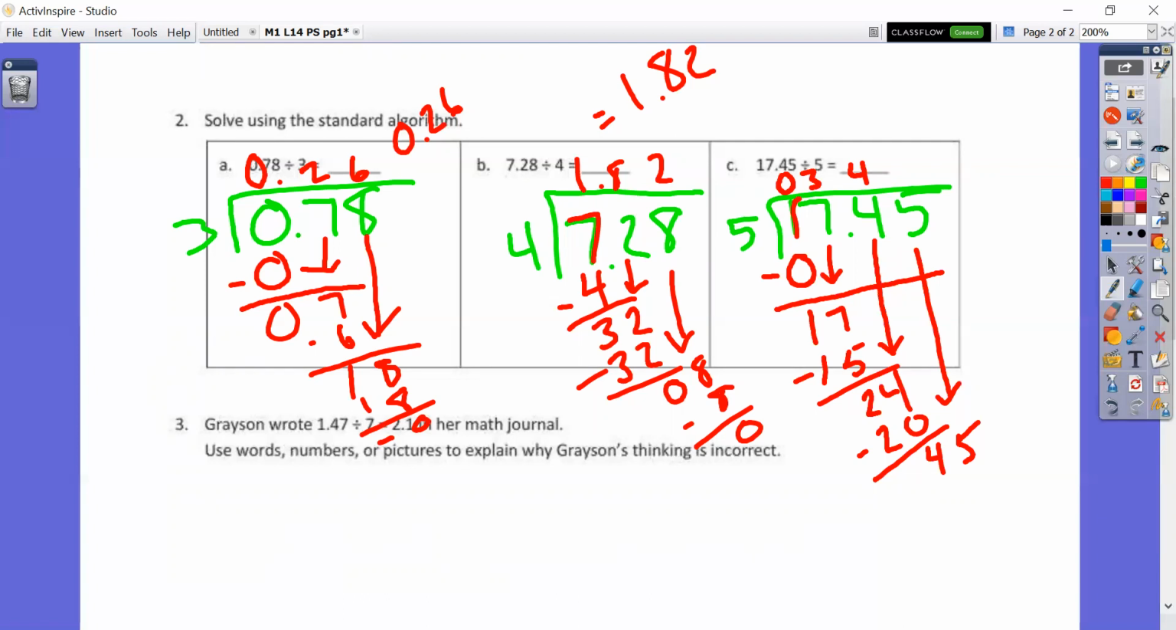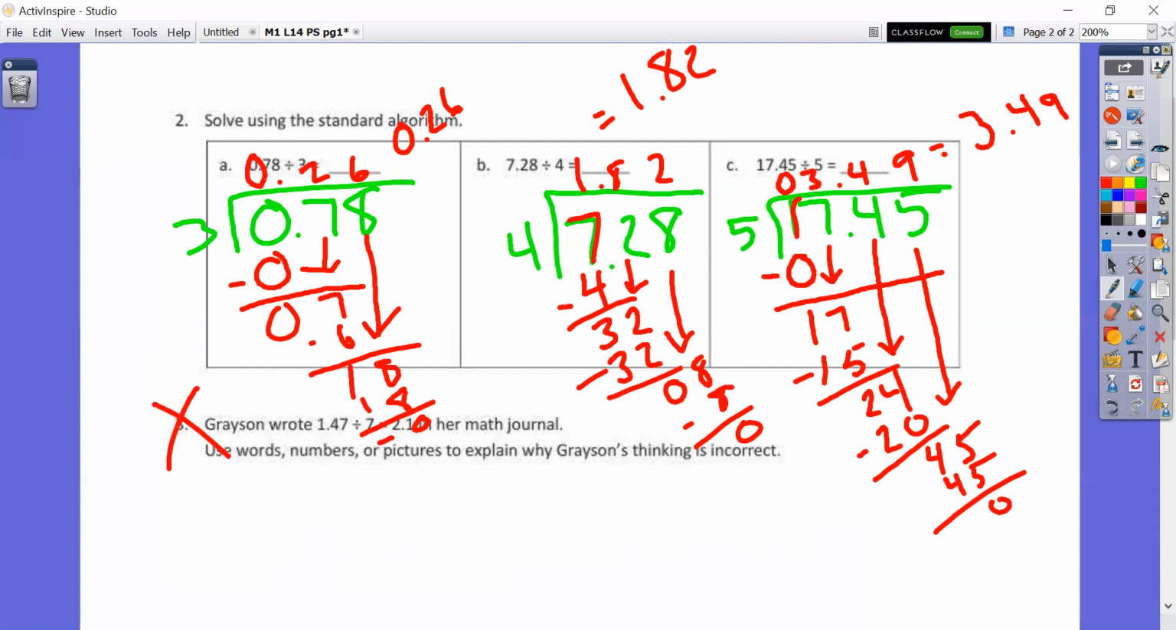Well, that's a multiple of 5, isn't it? So let's see how many 5s it is. 5, 10, 15, 20, 25, 30, 35, 40, 45. So 5 groups of 9 gives us 45, which would give us 0 remaining. And our answer would then be equal to 3.49 or 3 and 49 hundredths.